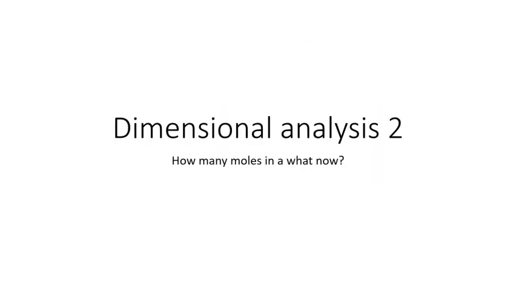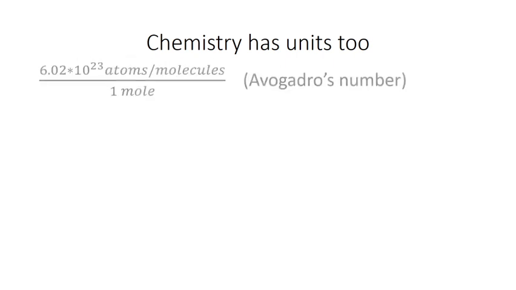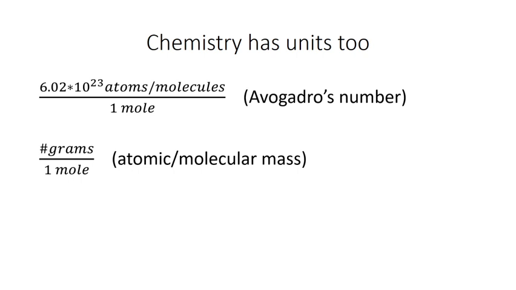So moving on into the second part of the little dimensional analysis review, it's going to be that chemistry has units as well. There are specific chemistry units. We will see many of them, but the first 3 that I'm going to remind you of: Avogadro's number, with units of atoms per mole; atomic or molecular mass, that has units of grams per mole; and then, of course, density, that has grams per milliliter or cubic centimeter.